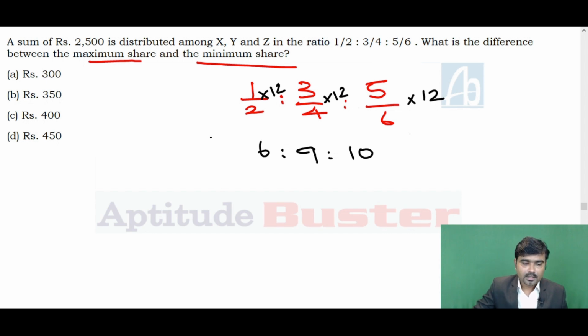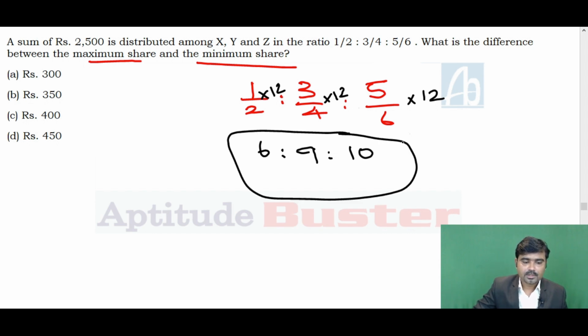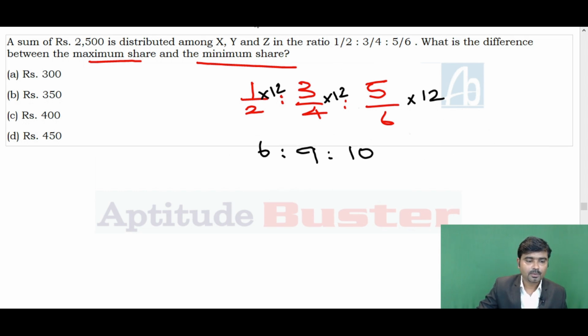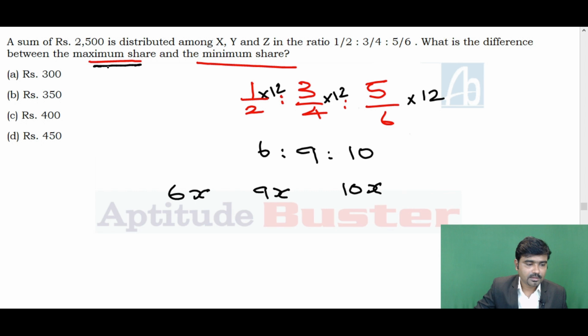In this case, what's the sum of the ratio? The sum of the ratio is 25. Usually, if it is given 6 is to 9 is to 10, one value is 6x, another is 9x, the other is 10x, right? What's the maximum share? The maximum share is 10x, the minimum share is 6x. I'll tell you two methods. The first method, everyone knows. Next I will tell you the easiest method. 6x plus 9x plus 10x gives you 25x, right?